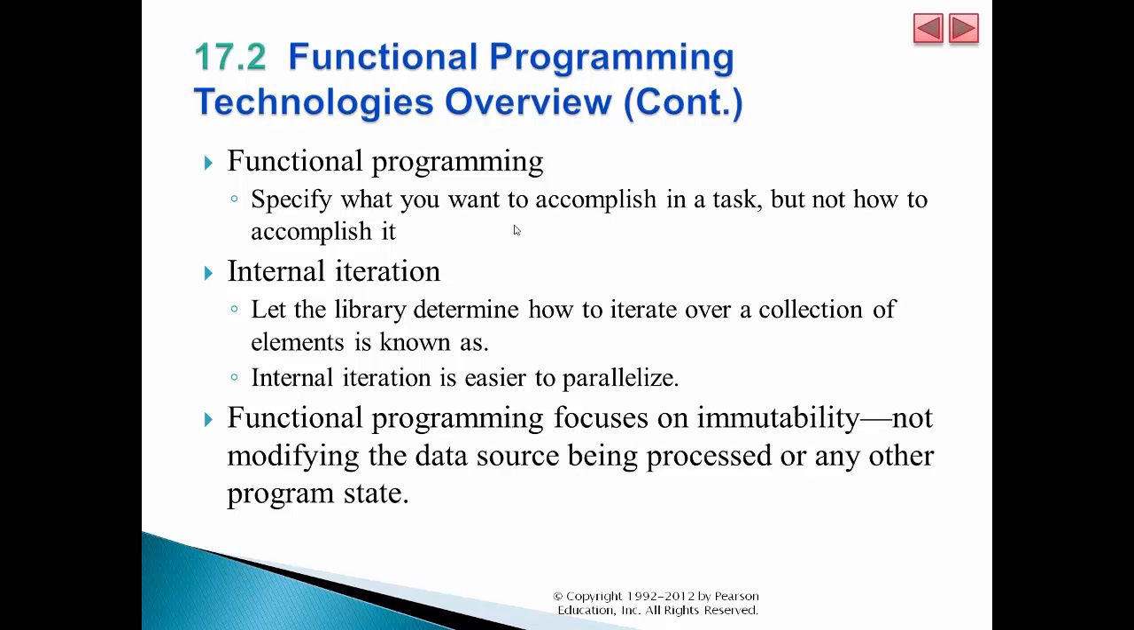processing this data. Okay, so functional programming focuses on immutability, not modifying the data source being processed or any other program state. So no modification of the program state, no introduction of variables at all in our program, and dealing with the data as if it flows through some pipeline. We specify some sort of pipeline through which our data should flow, and in the pipeline we specify what sort of transformations it has to go through, and at the end of the pipeline we'll get the data we want, in the shape that we want.